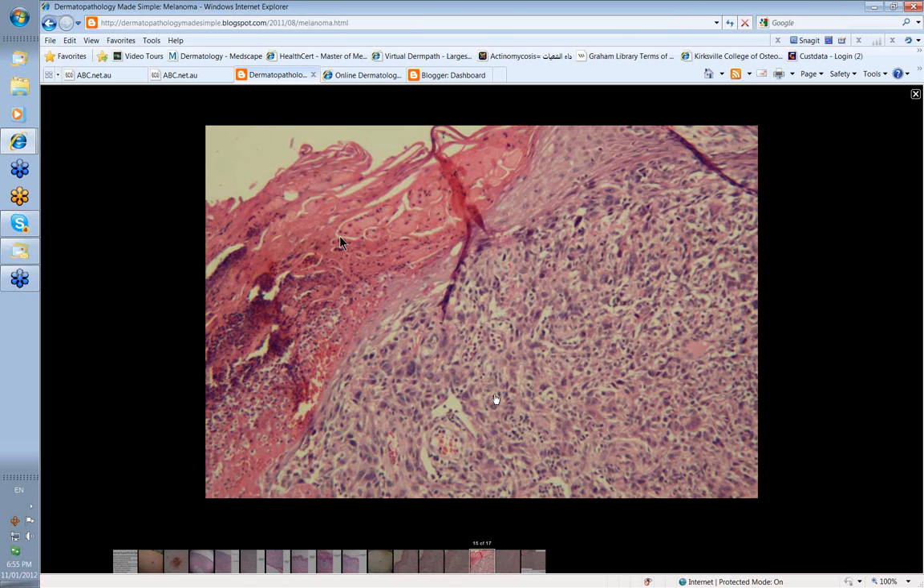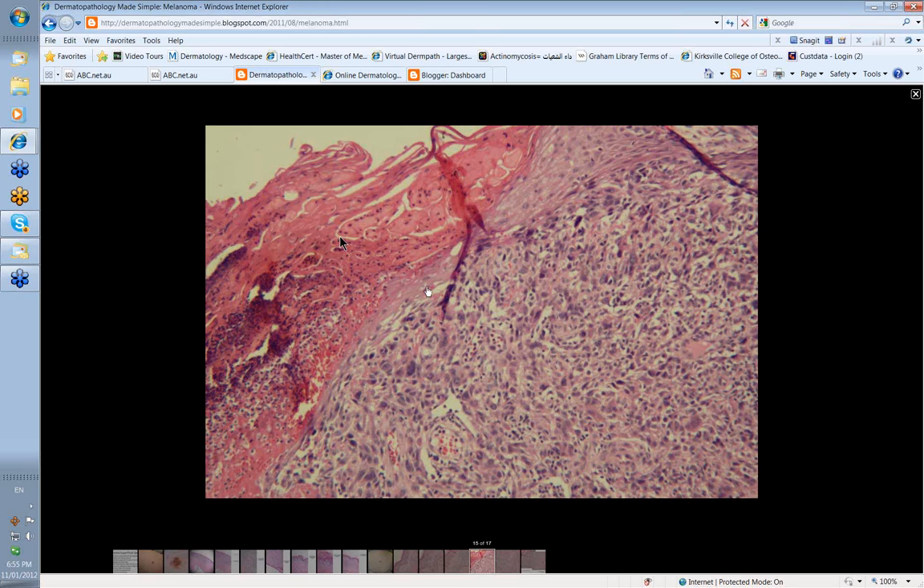Here's a more invasive component. This is where we got to the center of that lesion. This is the crust that we were seeing. The epidermis here has been removed by the melanoma. These are all nests of melanoma cells. Look at the variation in the size of the nuclei and the shape of the cells in all of these nests here. This was the invasive component in this particular patient.